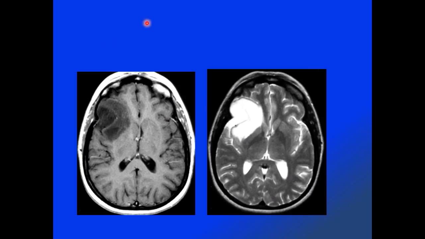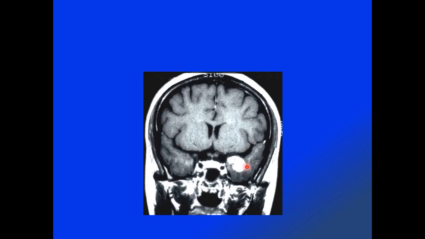T1 weighted axial images demonstrate slightly heterogeneous but predominantly low signal mass within the right inferior frontal lobe with homogeneously hyperintense signal characteristics on T2 weighted images, without much surrounding vasogenic edema or mass effect. Here's a different patient with a prominently enhancing superficial cortical and subcortical lesion within the left anterior temporal lobe.